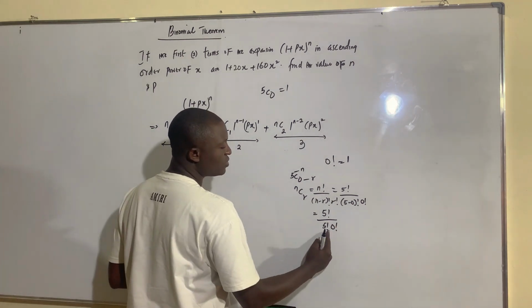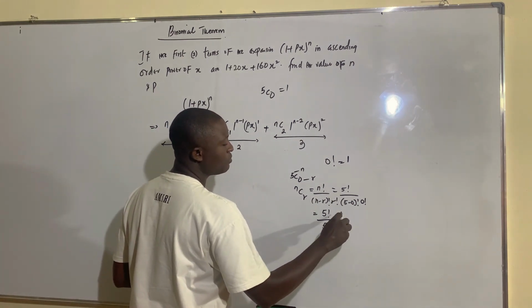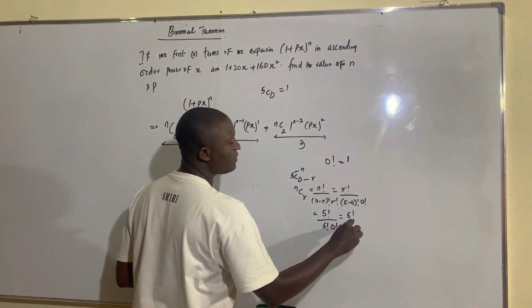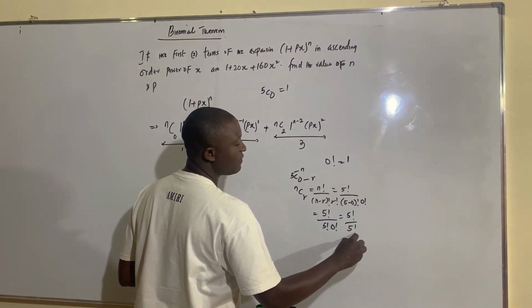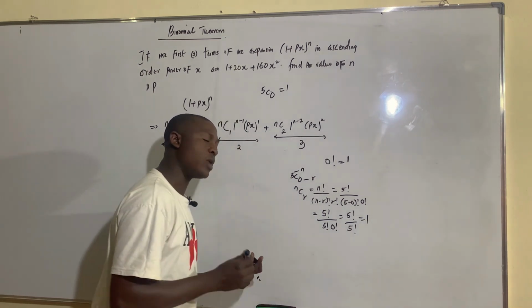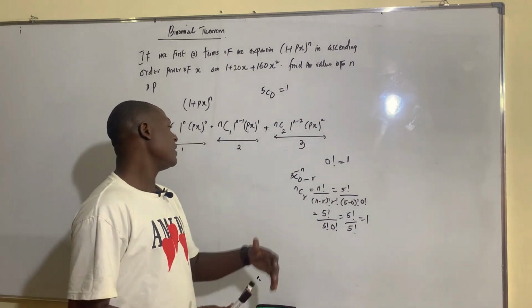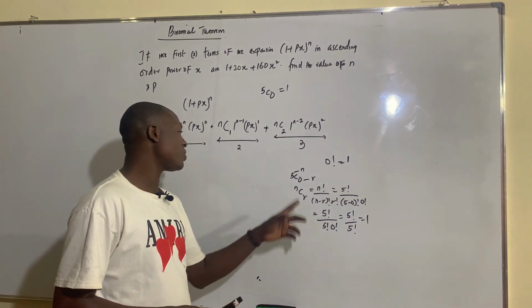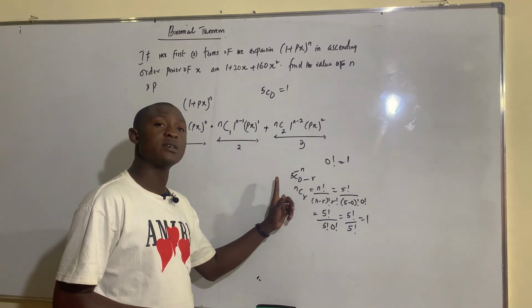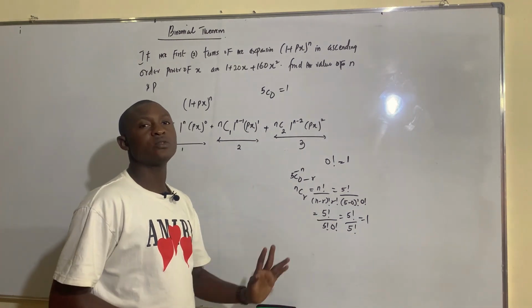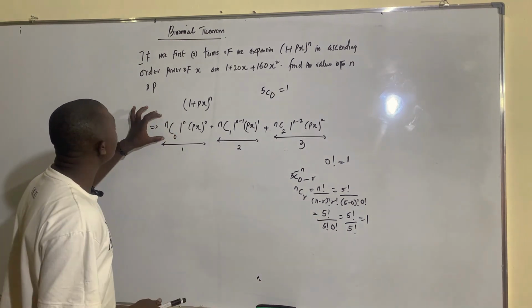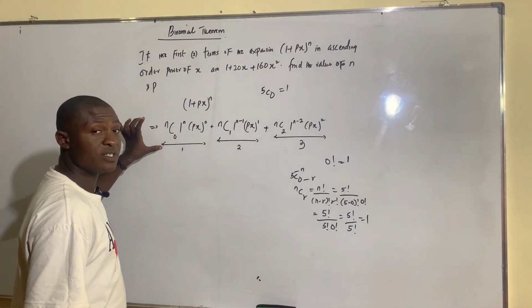So now, 0 factorial is 1, meaning what I have left is 5 factorial divided by 5 factorial. Of course, that one is 1. So even if they said 7 combination 0, that one is 1. Even if they say 10 combination 0, that one is 1. So anything combination 0, as far as the number is greater than 0, that one is going to be 1. A similar case will be applicable when we have n combination 0 as well.